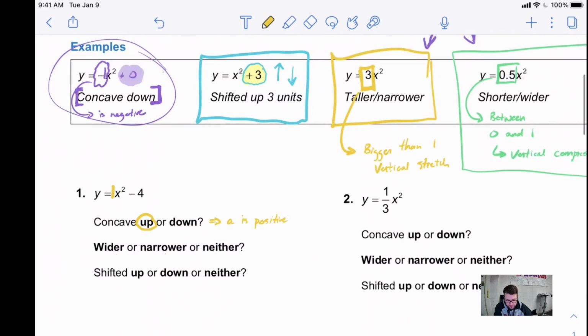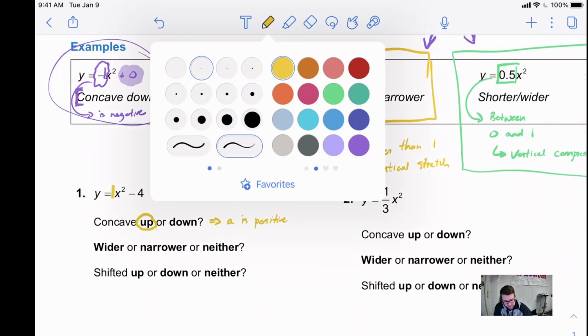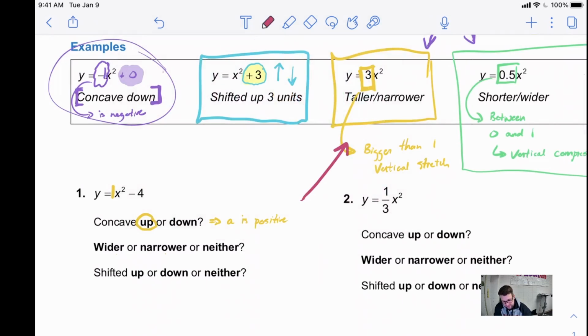Now, this one asked, are we wider, narrower, or neither? So remember, the wider, narrower, or neither, that comes from the idea of these two pieces. And it really refers to that A piece again. If A is equal to 1, that's our situation where it hasn't changed. So we're going to say neither. Remember, both of these either rely on being bigger than 1 or between 0 and 1, so smaller than 1.